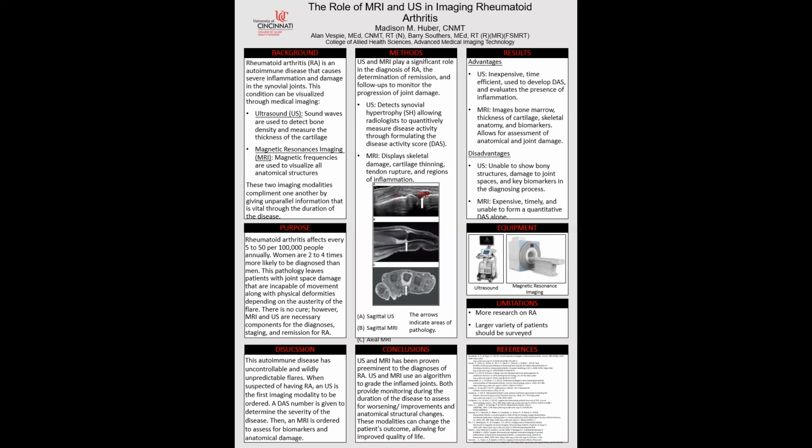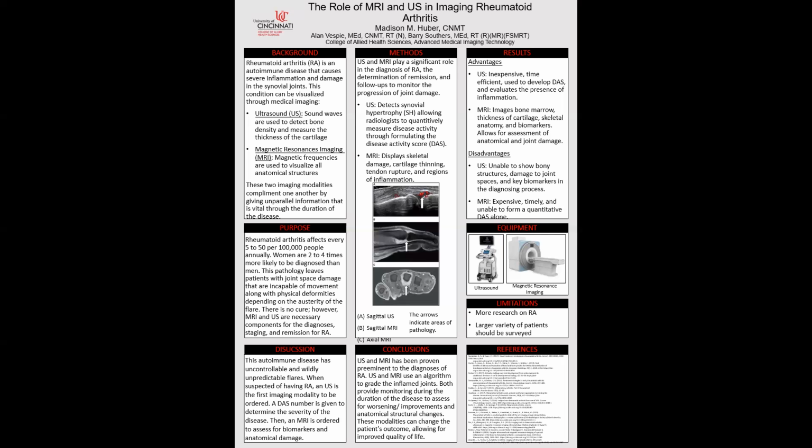If you can please direct your attention to figures A, B, and C. Figure A shows a sagittal ultrasound of a finger with an arrow indicating the region of inflammation. Figure B is a sagittal MRI of the same finger with an arrow also indicating the region of inflammation. And lastly, figure C is an axial image of the same finger in both A and B. This is an MRI with an arrow also indicating the region of inflammation. These figures show a joint space in the finger being attacked by rheumatoid arthritis and the swelling that accompanies it.